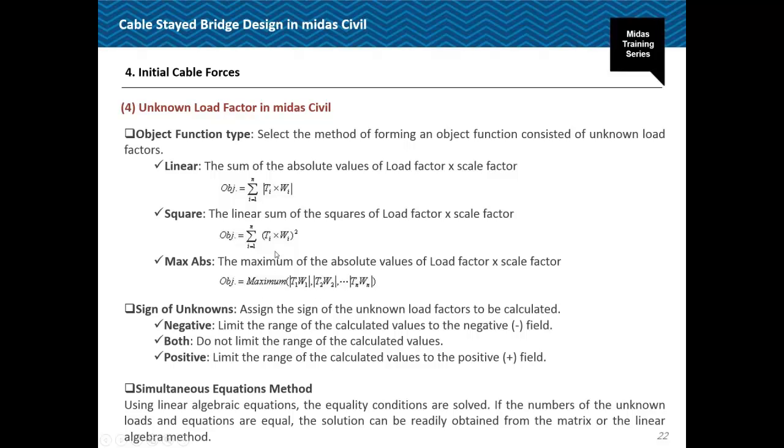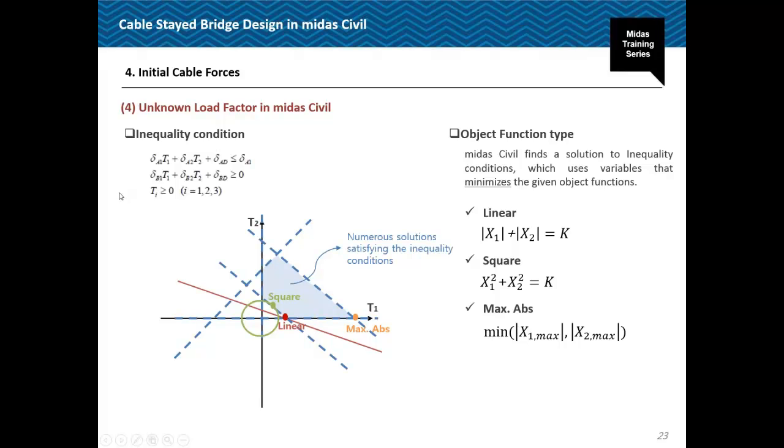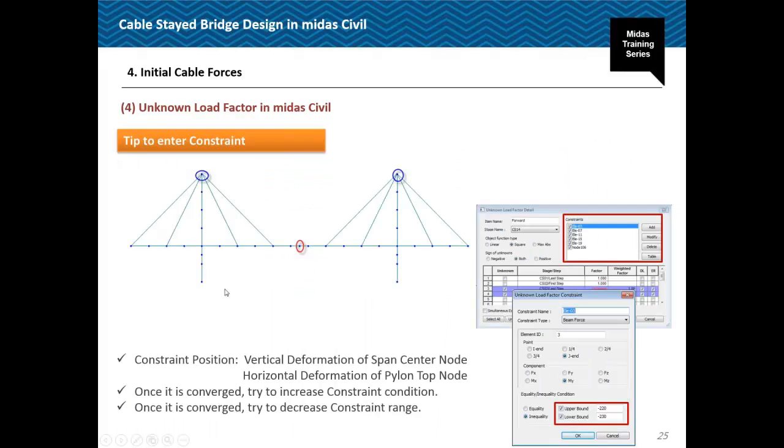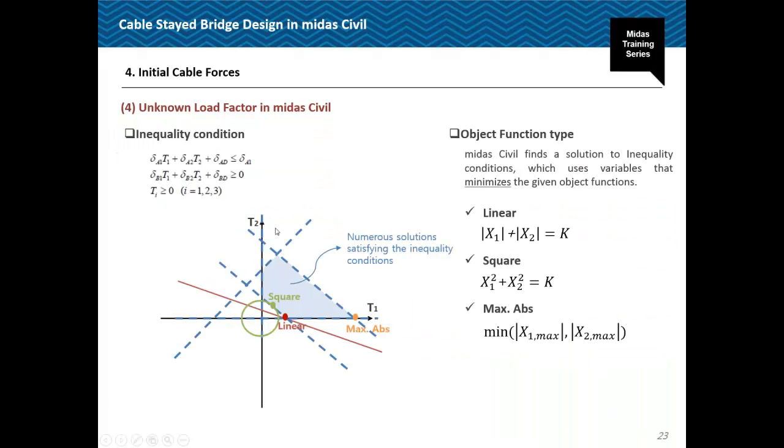If I explain just like this, it would not be very intuitive for you. So I drew one picture. Let's say we make the constraint condition. A constraint condition can be made with an equality or inequality condition. If we make it an inequality condition, it will just give a range. Let's assume we give the inequality condition, and we have two cables in this example. So we want to find the cable forces T1 and T2.